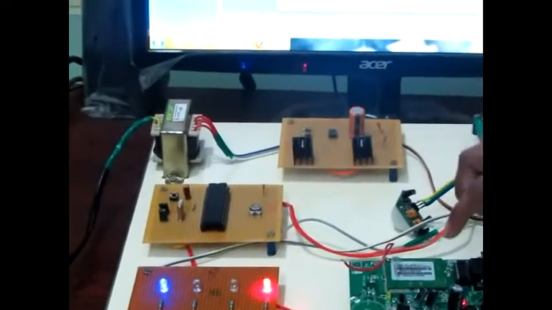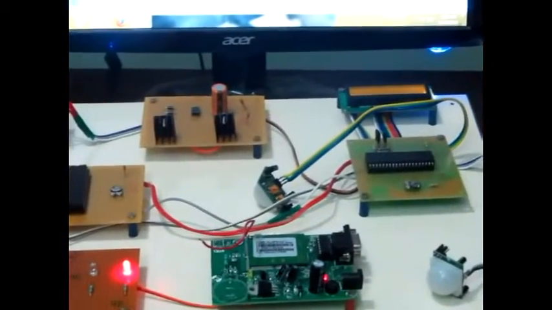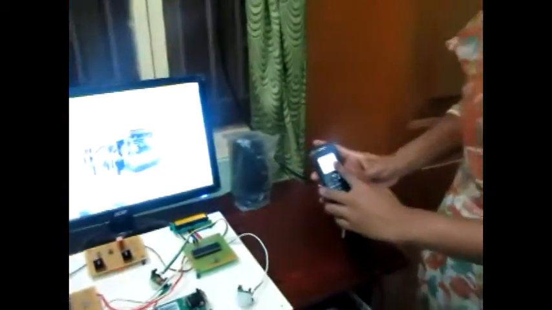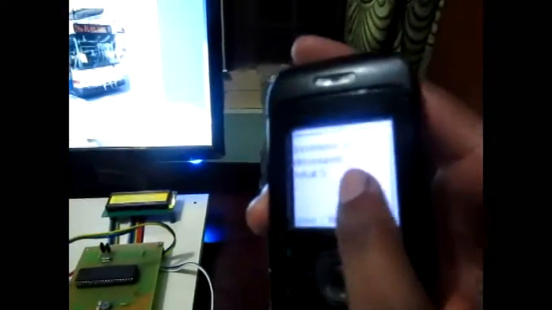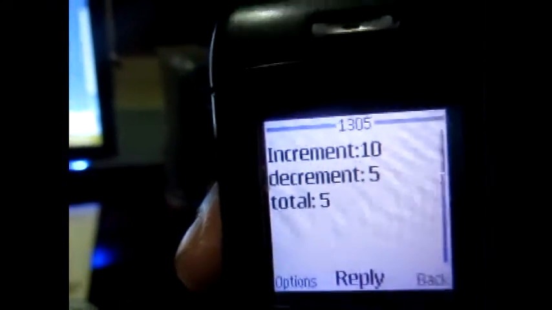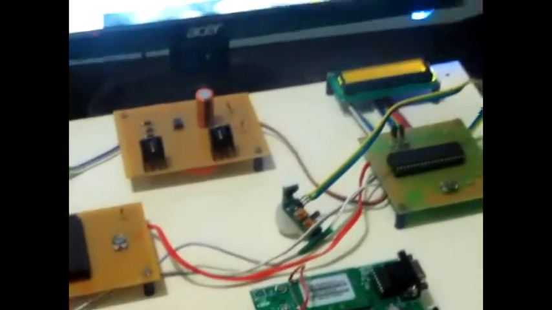Through the GSM, we can send the message to the terminal which we need. From this terminal, we can get the increment percentage, the decrement percentage, and the total. From this, the person at the terminal can know how many passengers are in the bus and how many buses are needed in order to reduce that crowd. Thus, we have projected to reduce the crowd in the buses.